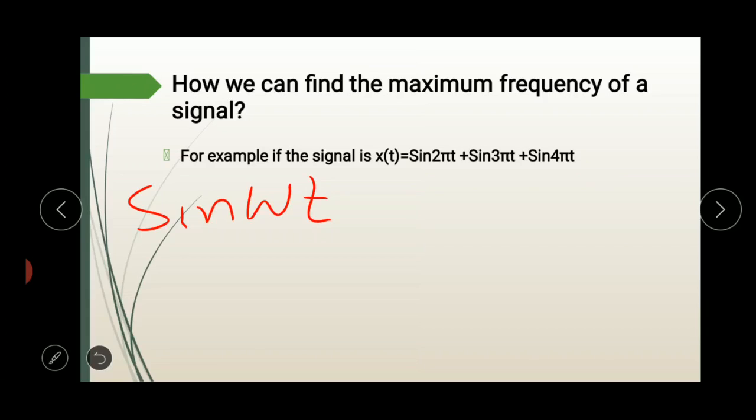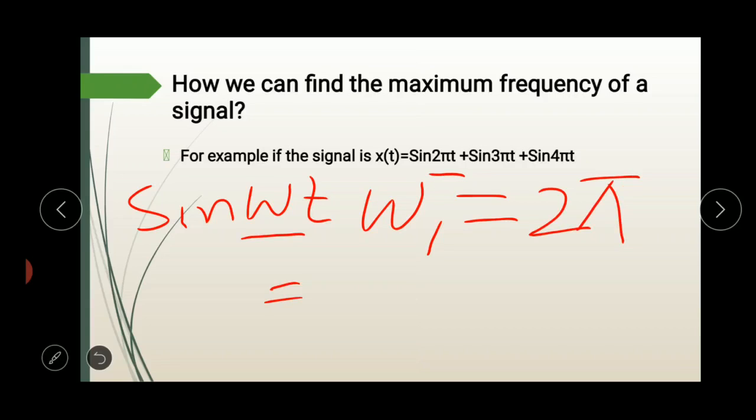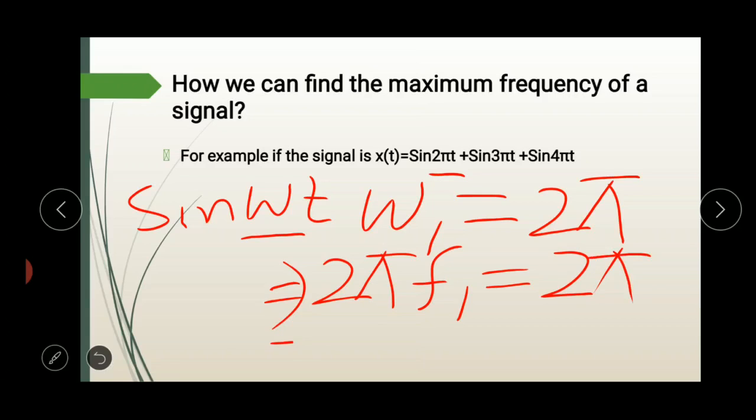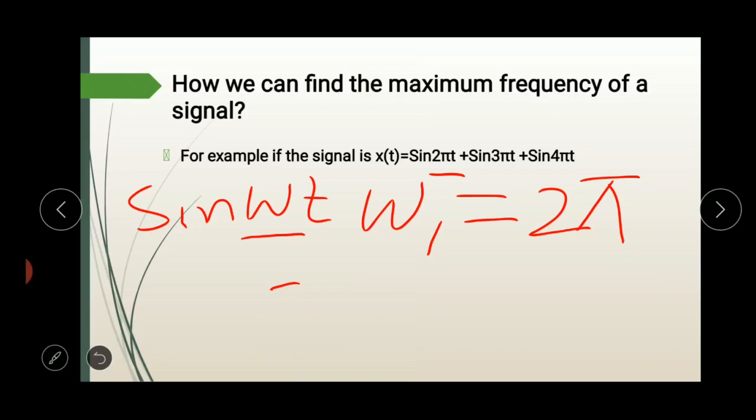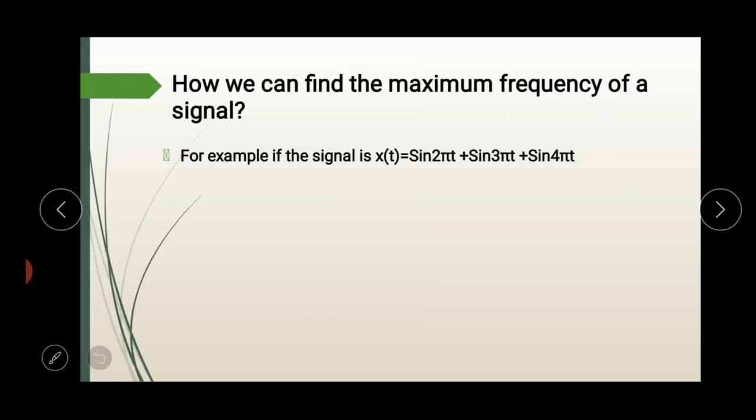When three terms are present, the first one is omega 1, which is 2 pi. As we know, omega is 2 pi f1, so 2 pi f1 equals 2 pi. Then f1 equals 2 pi by 2 pi, which is 1. So the first frequency is f1 equal to 1 hertz.